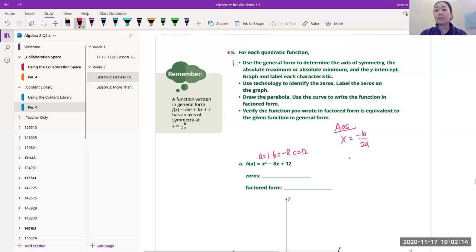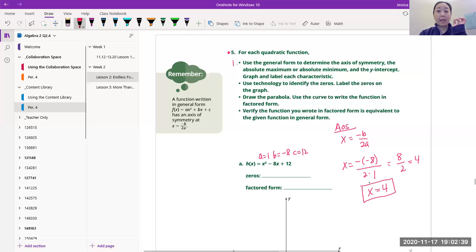All right, so we're going to plug this in. So we're going to go x equals negative. So this negative has nothing to do with that negative, right? So negative of negative 8. And then 2 times a, which is 1. So, well, what's the negative of negative 8? Positive 8. And then 2 times 1 is 2. So this is just equal to 4. So again, we're going to rewrite this. So the AOS is x equals 4.